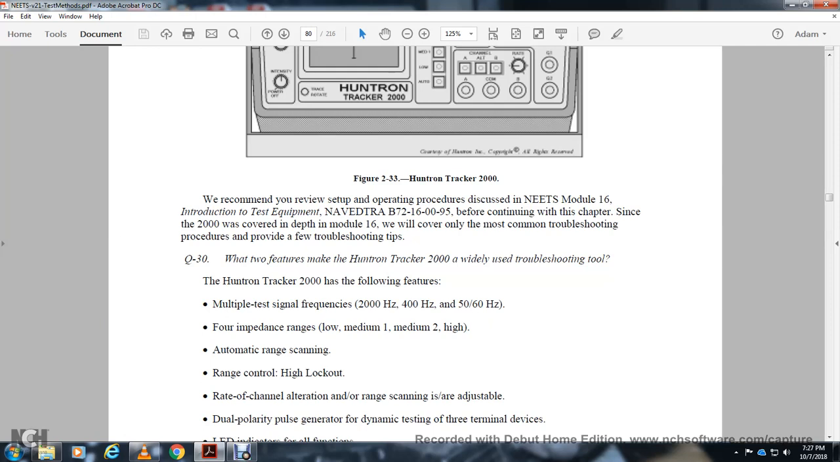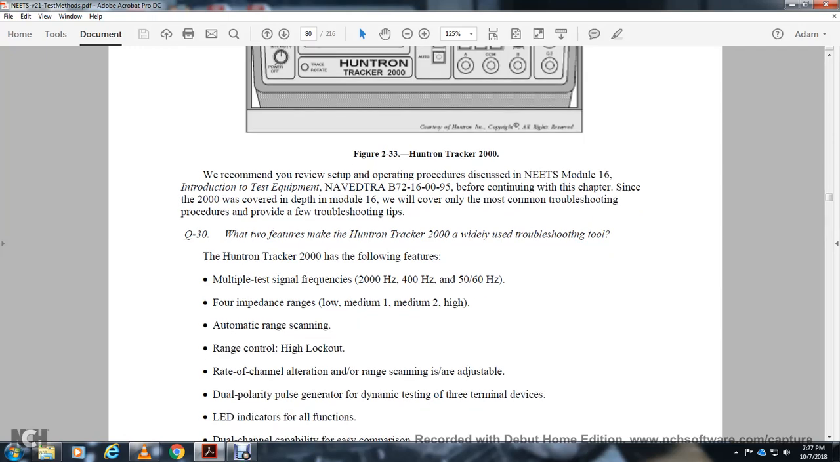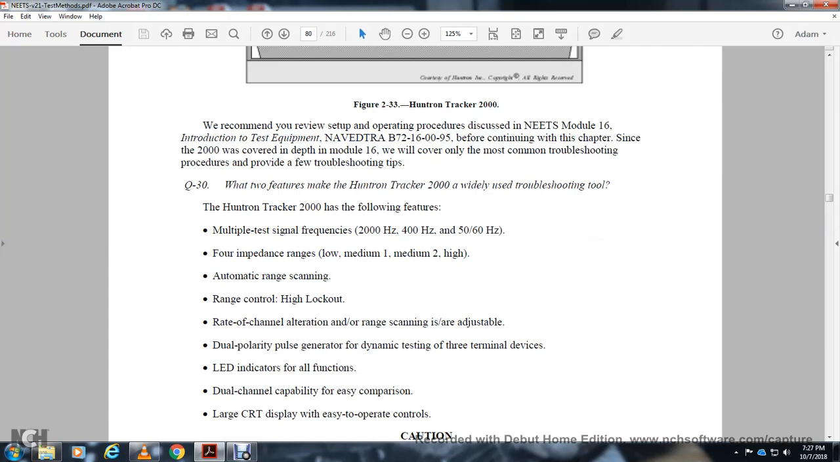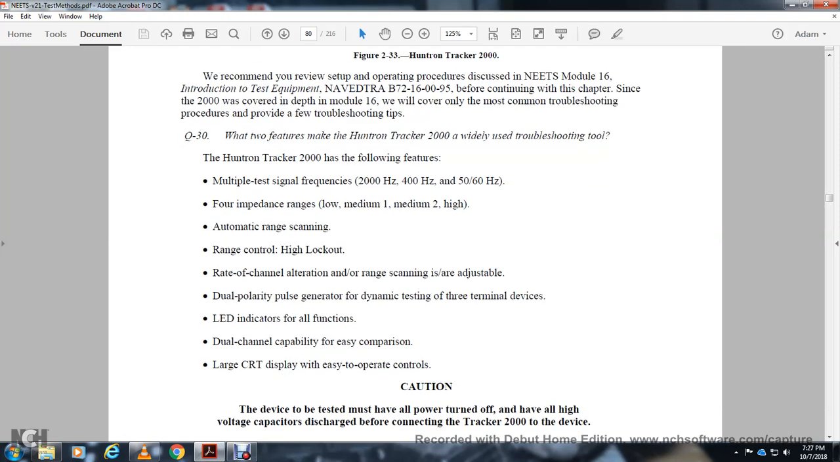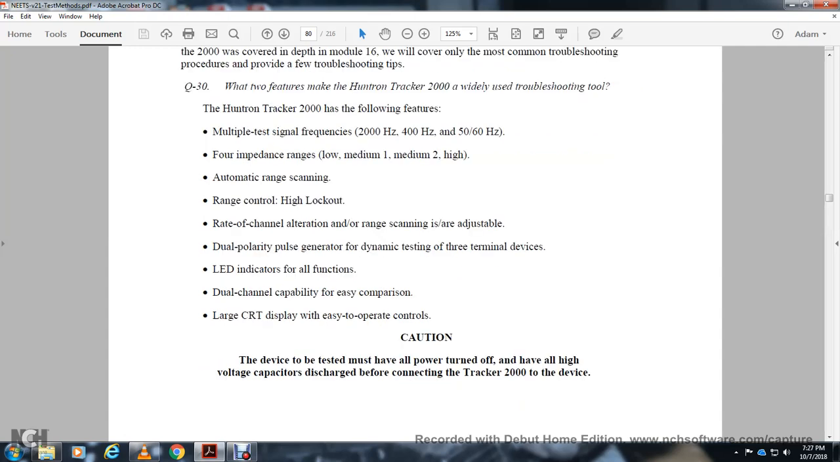The Huntron Tracker 2000 has the following features: multi-testing frequencies of 2450 to 60 Hz; impedance ranges low, medium 1, medium 2, and high; automatic range scanning; range control; high lockout; alternating range scanning that is adjustable; dual polarity pulse generator for dynamic testing of three-terminal devices; LED indicators; dual channel capability for easy comparison; a large cathode ray display; and easy-to-operate controls.